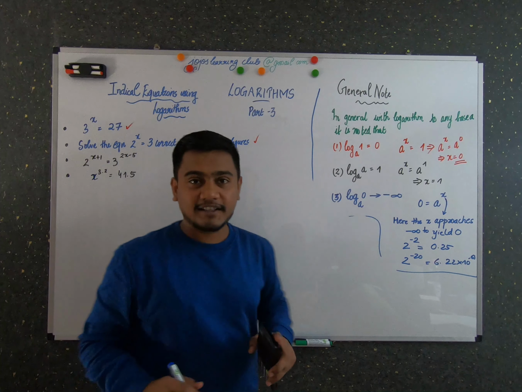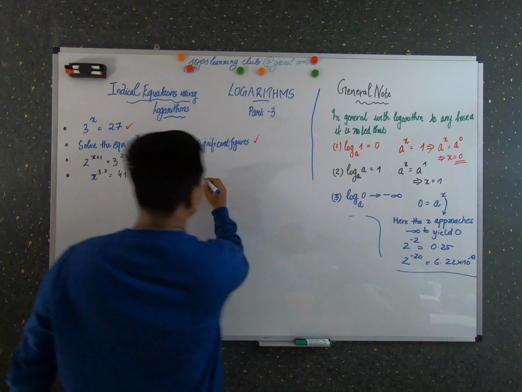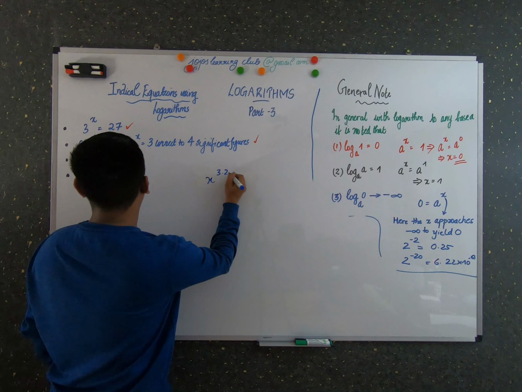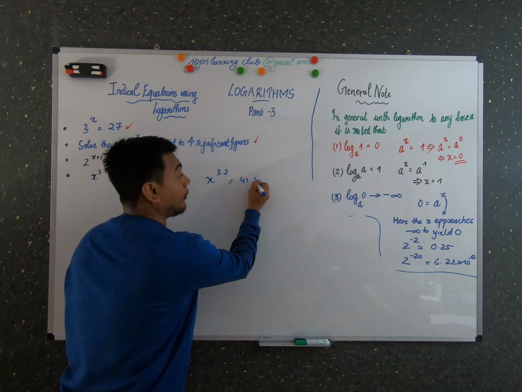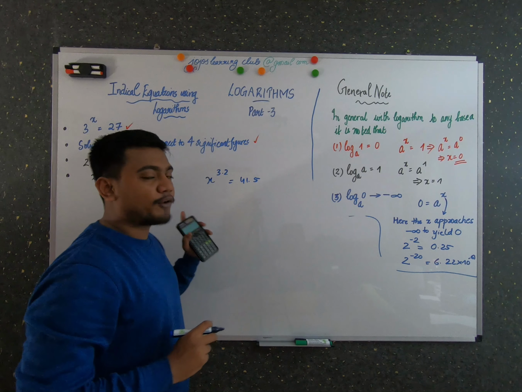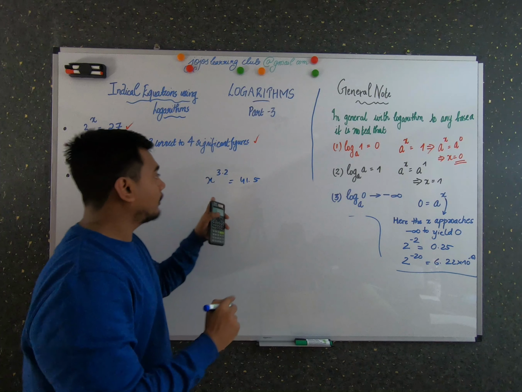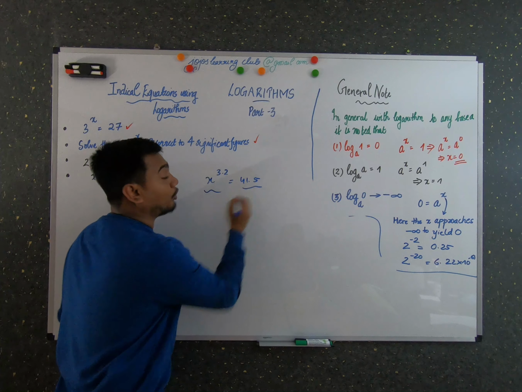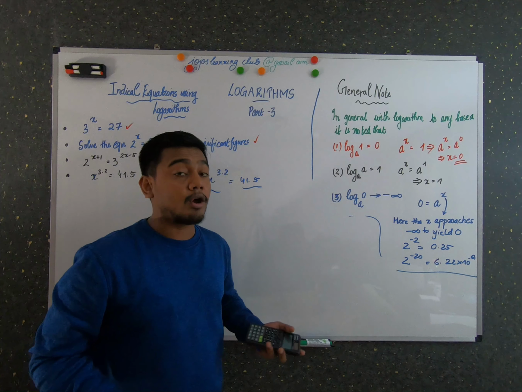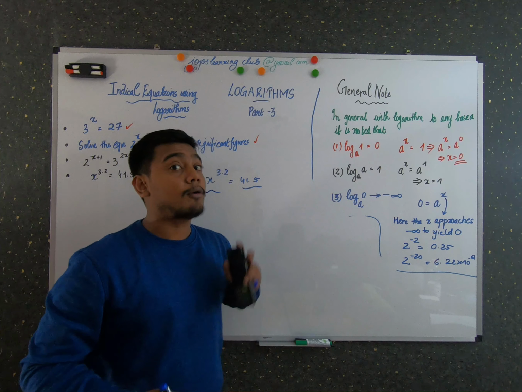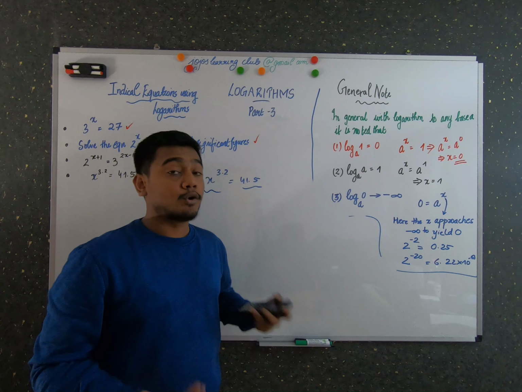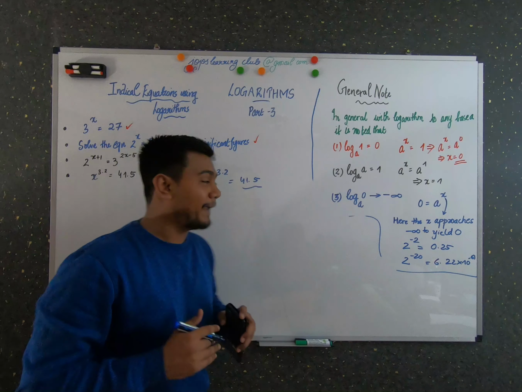So now let's discuss the fourth problem. x raised to 3.2 is equal to 41.5. It is somewhat different from the problems you have done before. Now, by the same rule, you can either take common logarithms or natural logarithms, but take it on both sides of the equation, so that the equality of the equation is maintained.